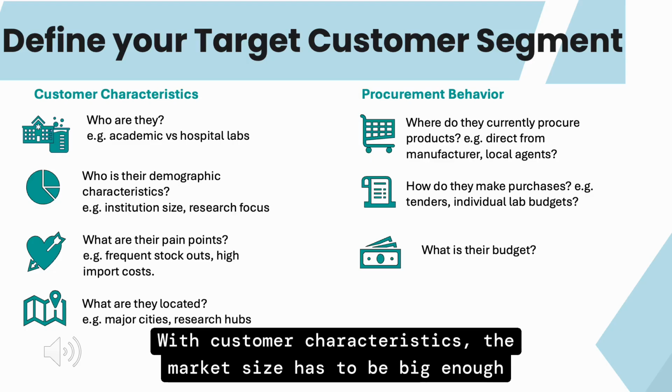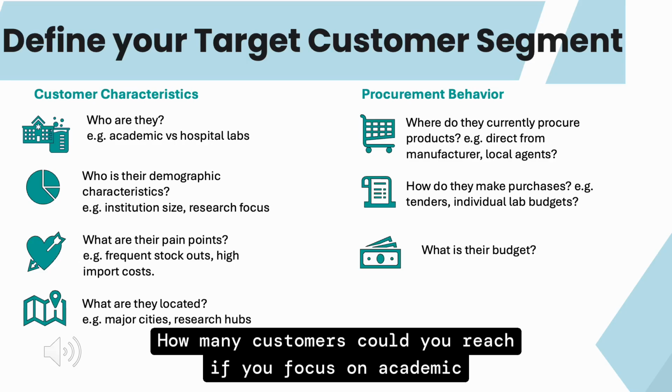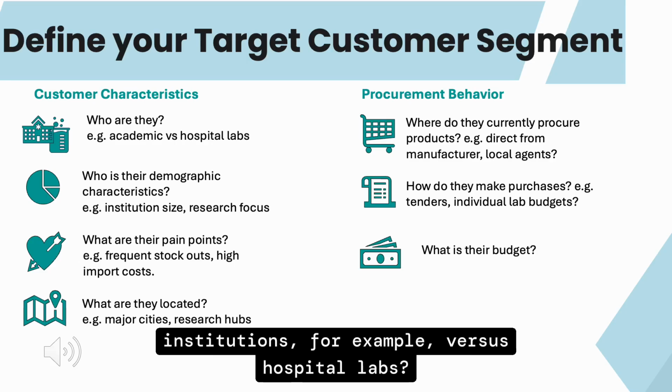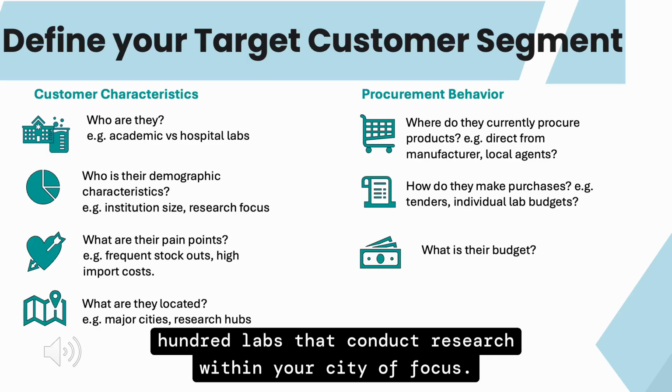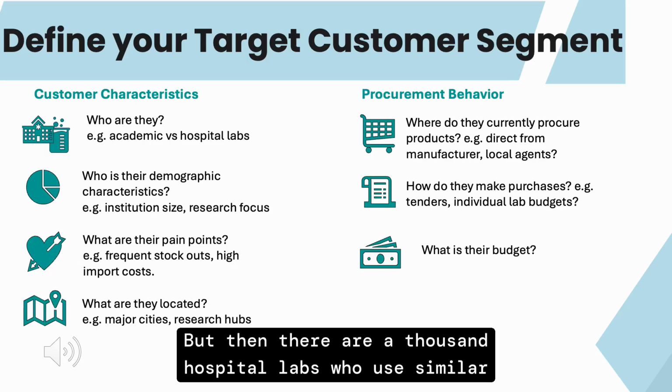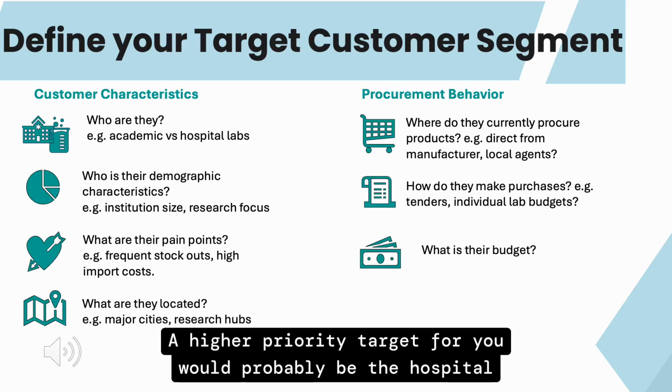With customer characteristics, the market size has to be big enough for you to want to target them. How many customers could you reach if you focus on academic institutions, for example, versus hospital labs? So assume that there are 20 academic institutions with maybe 100 labs that conduct research within your city of focus. But then there are 8,000 hospital labs who use similar reagents that you want to provide. A higher priority target for you would probably be the hospital labs, right?